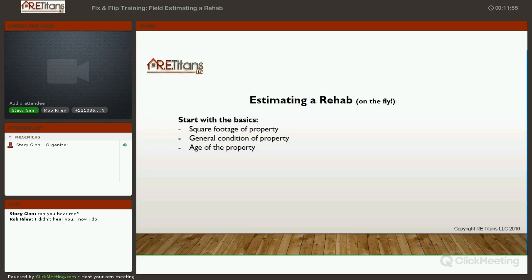And so when we're looking at a house that's older than that, unless it's been repainted recently, then we're going to take that into consideration. Whereas a newer house, that doesn't come into account.